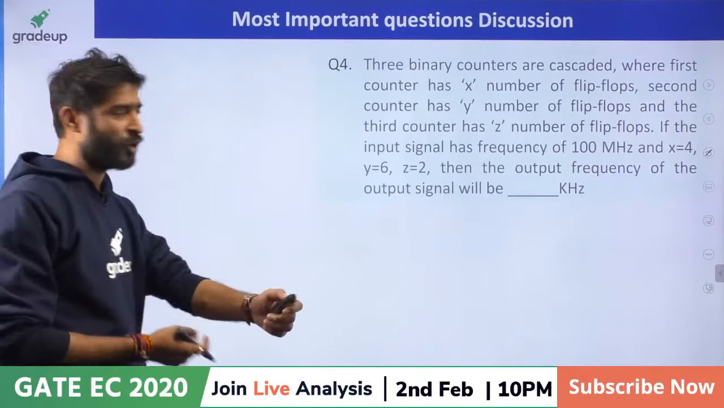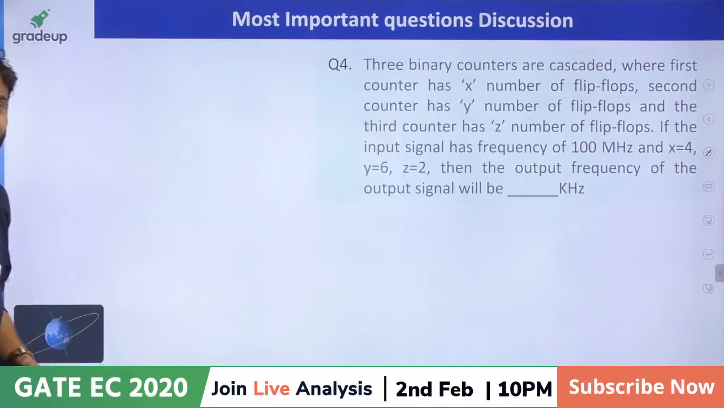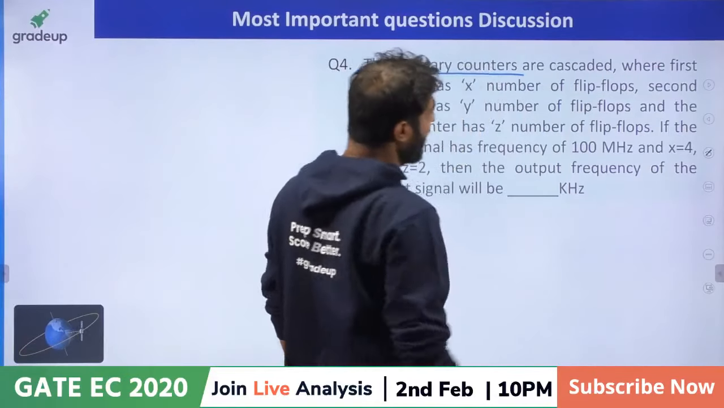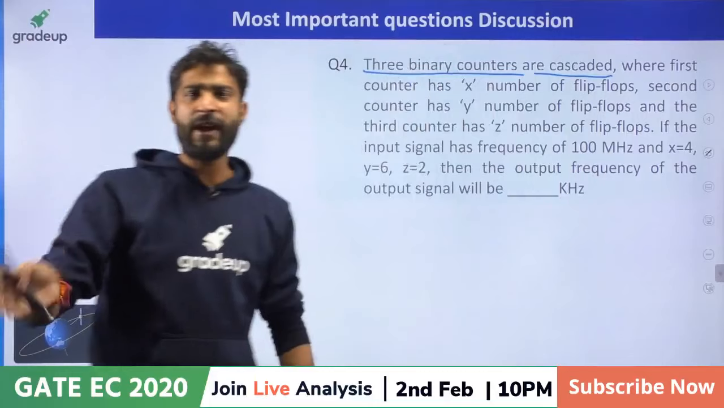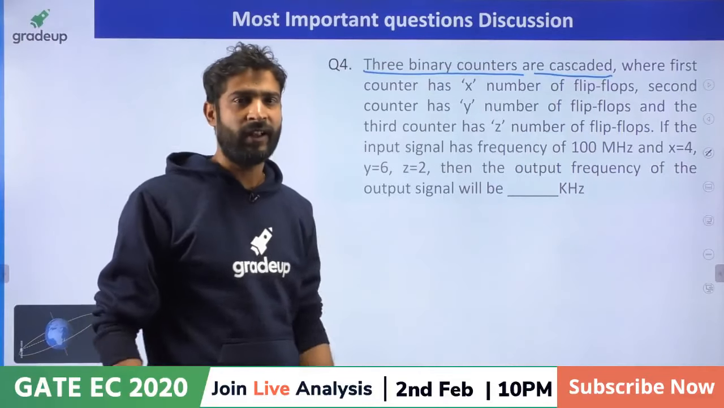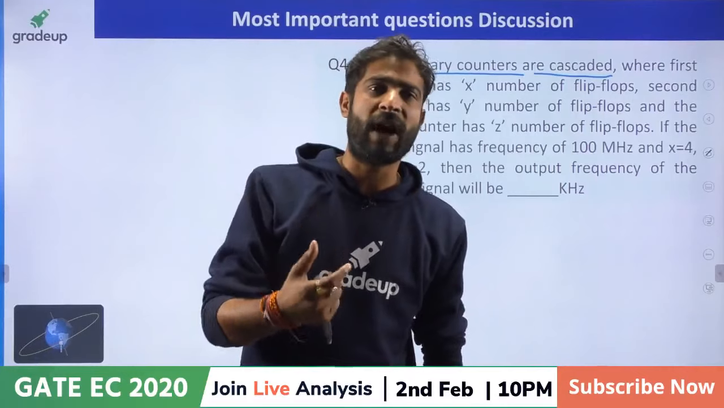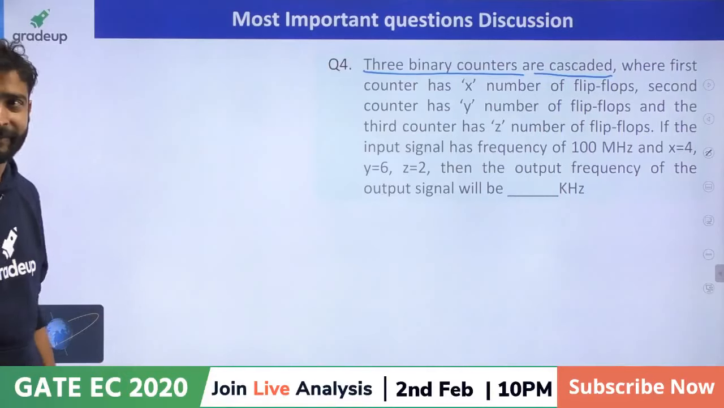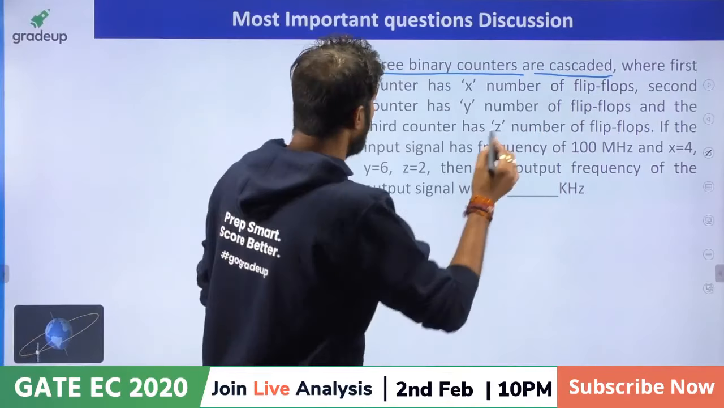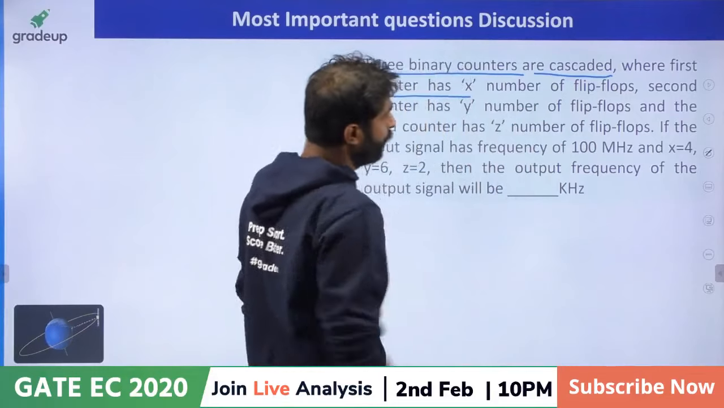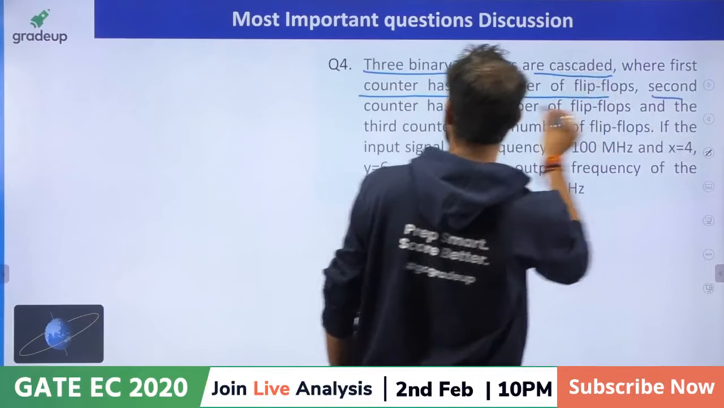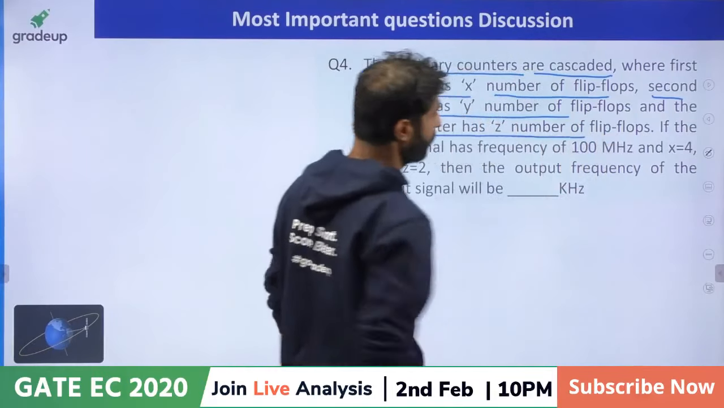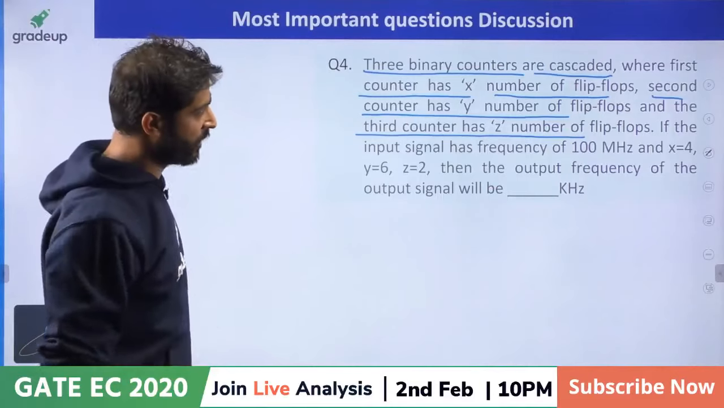Now the question is in front of you. It is again a data entry type question. The 3 binary counters are cascaded, right? If X, Y, Z binary counters are cascaded, then the mode of X into mode of Y into mode of Z will become the overall mode of the counter, right? Cascaded, where the first counter has X number of flip-flops, second counter has Y number of flip-flops, and third counter has Z number of flip-flops, right? So this is given in the problem.